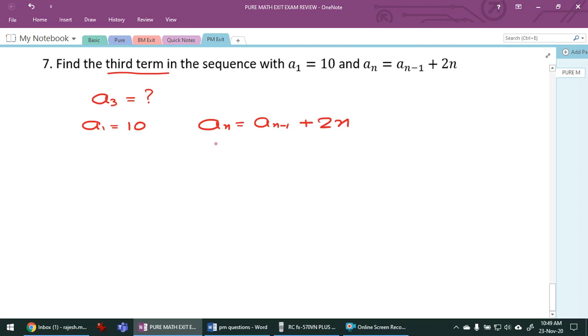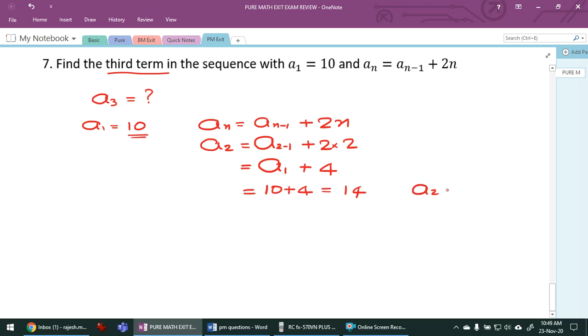So first we will find a2. What is a2? We have to put n as 2. So a2 minus 1 plus 2 into 2. a2 minus 1 means a1. 2 minus 1 is 1, plus 2 into 2 is 4. What is a1? a1 is already given, we have 10. So 10 plus 4 equal to 14. So we have a2 equal to 14.